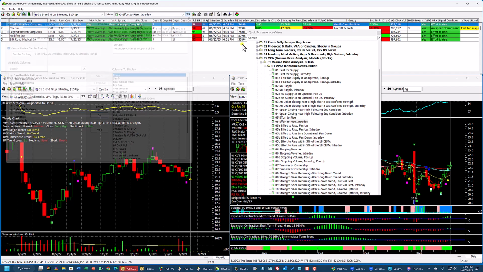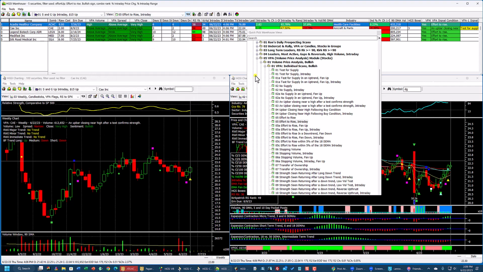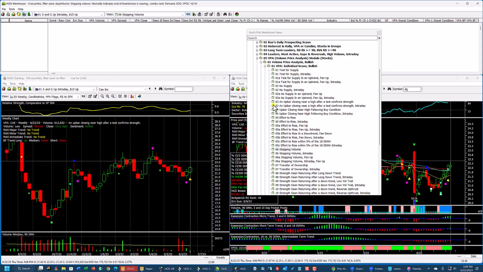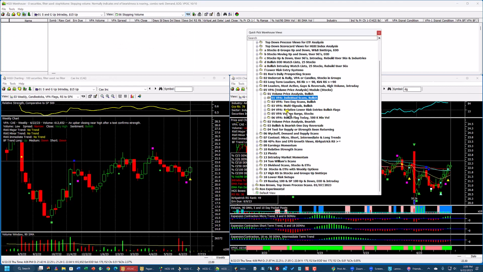So if you don't know what these VPA flags do, go into the individual scans, click on one. There's an explanation of what the VPA flag is. And these can be really powerful. One thing, let's see, I can't go too much longer. Let me see if I can find this.